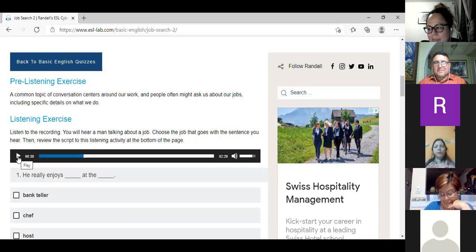Engineer? What engineer? System engineer, maybe. Where does he work? In a bank. In a bank, yes.